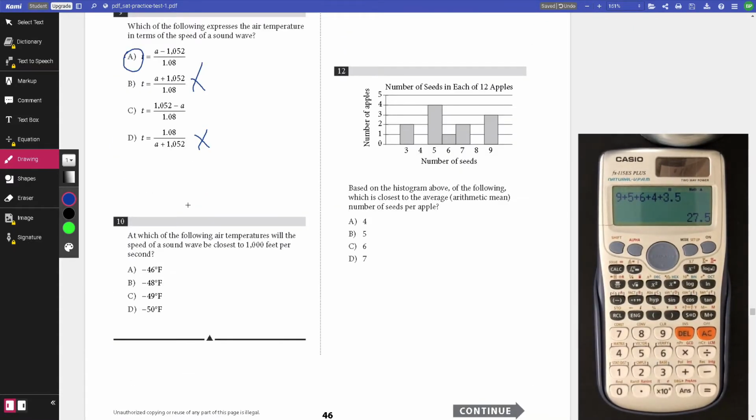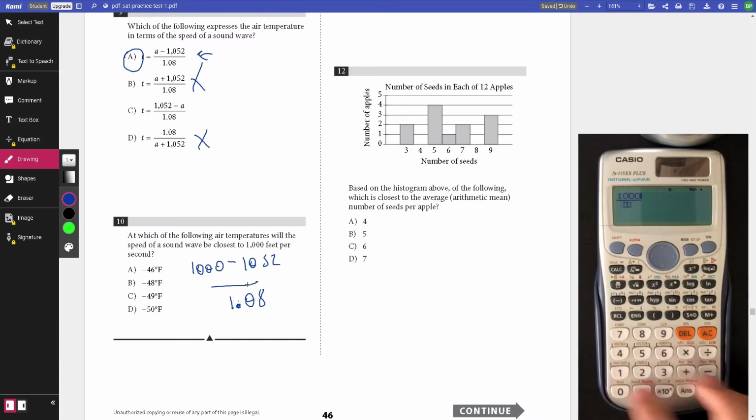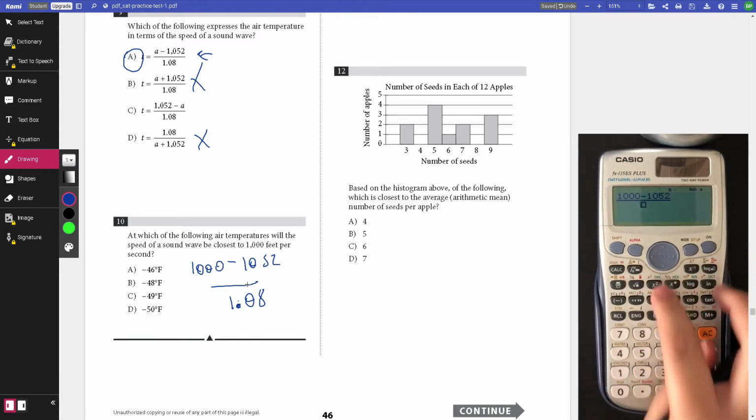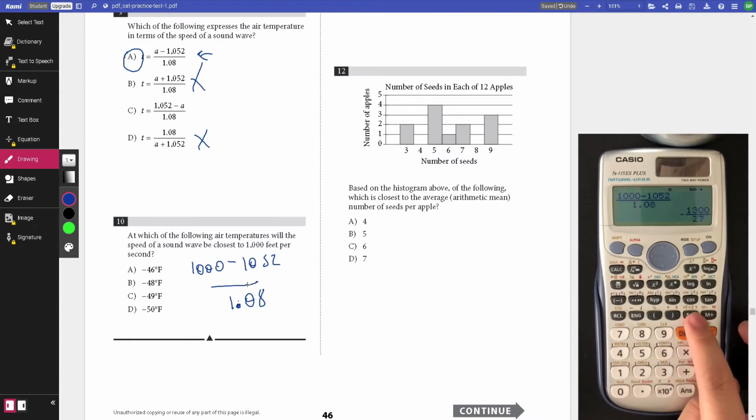Which of the following air temperatures would the speed of sound be closest to 1,000 feet per second? So we're going to use this equation we just got to solve for T. So we have 1,000 minus 1,052 over 1.08. I can just plug that right into the calculator. So 1,000 minus 1,052 divided by 1.08. We get negative 48-ish. Yes, negative 48. That's B.